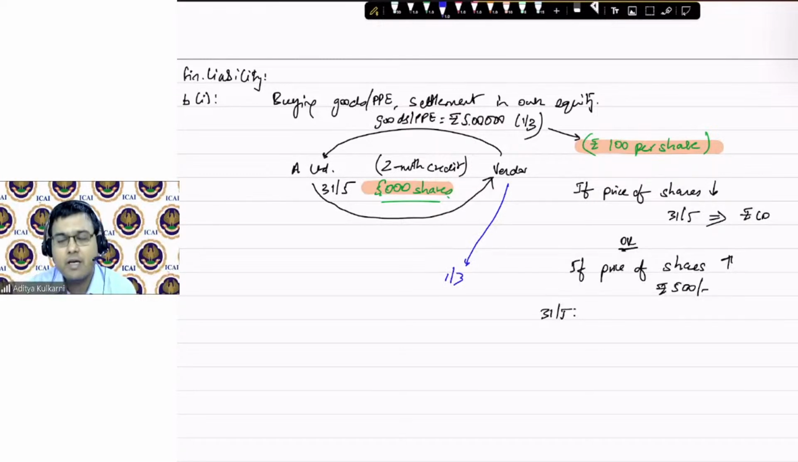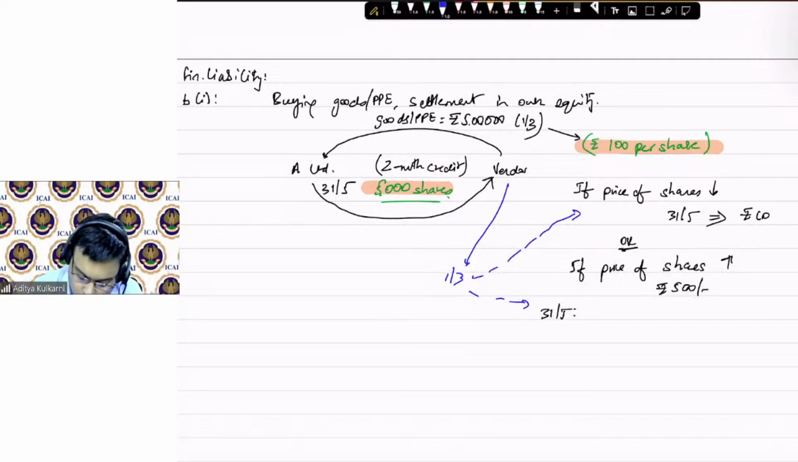Are you able to follow? They have entered into a contract for issue of 5,000 shares at rupees 100 per share, and therefore the vendor is immediately subjected to the price risks in equity right from 1st March itself. Okay, is A Limited subjected to the risk? Answer is no. What risk does A Limited have? A Limited has no risk because it only has to issue 5,000 shares.